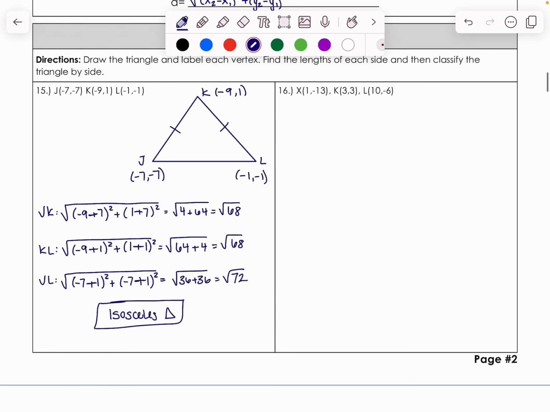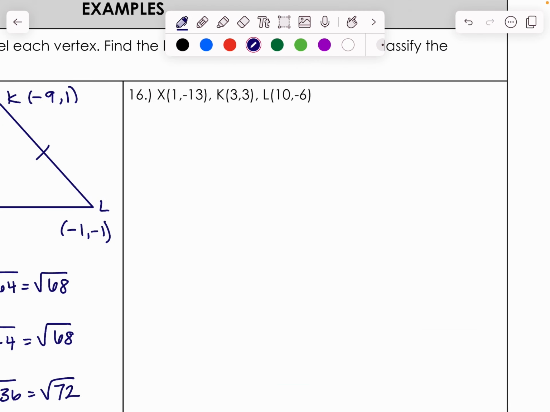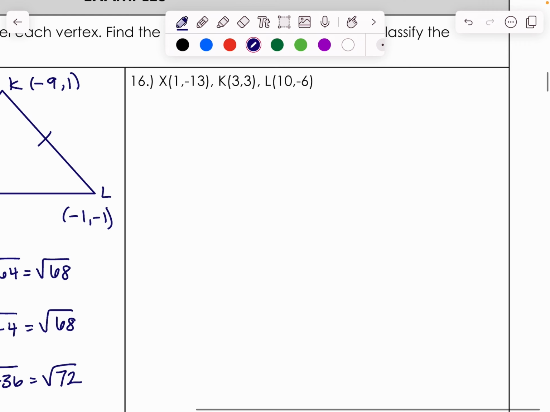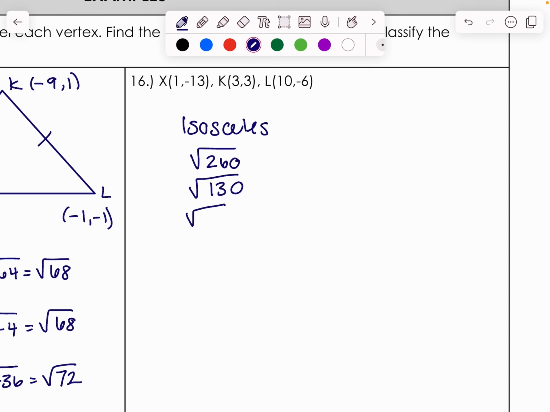Okay, so our last problem, number 16, is going to work the same way. Go ahead and do that one, and then once you do that one, come back and we'll have your answer. Okay, so this one should also be isosceles. Okay, your side measures should be square root of 260, square root of 130, and then square root of 130.